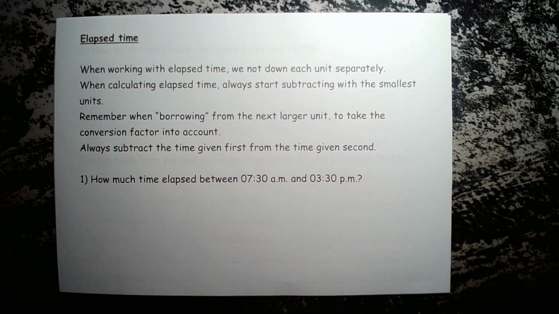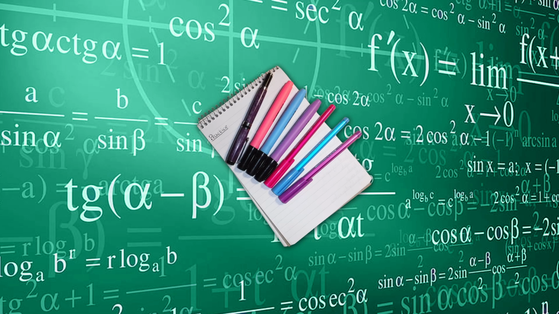Now, when working with elapsed time, we need to note down each unit separately. When calculating elapsed time, we always start subtracting with the smallest units, as with normal subtraction. Remember, when we are borrowing from the next larger unit, we need to take the conversion factor into account. This means that if we're borrowing an hour, for example, an hour is 60 minutes. Always subtract the time given first from the time given second.